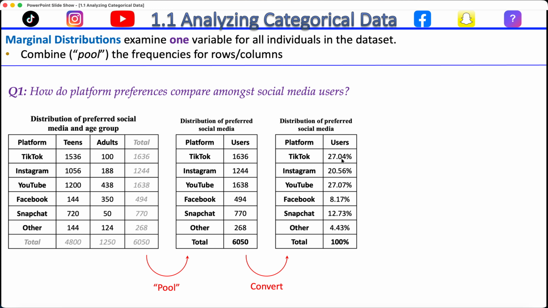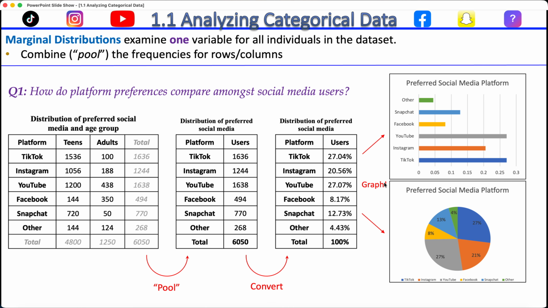And again, this 27.04% came from 1636 divided by 6050. It's the frequency divided by the total number of people in the study. That gets me something like 27%. And again, if I were to do any work with this, I'd probably want to represent it as 0.2704. And again, final step, probably put it together in a visual.